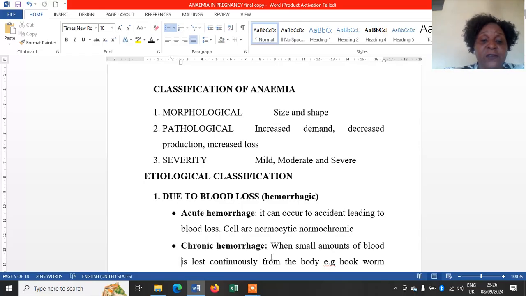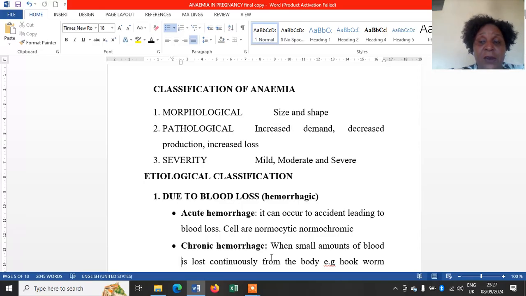Or it can be classified according to pathology. Any cause of anemia which is pathological is increased demand, where, for example, this mother is pregnant with twins. Decreased production, that is when we have a problem with the bone marrow, or increased loss, for example, in cases of hemorrhage, when the mother has bled. So we can also classify anemia due to pathology.